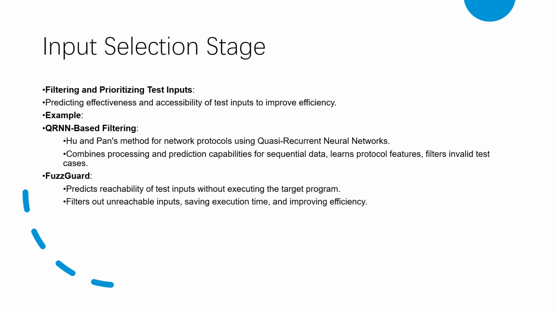Another example is a directed gray-box fuzzer that can predict the reachability of test inputs without executing the target program. By learning from previous execution inputs, it can predict whether the program can execute the target error code with newly generated input. If the predicted result is unreachable, the input will not be executed, saving actual execution time and improving overall efficiency.